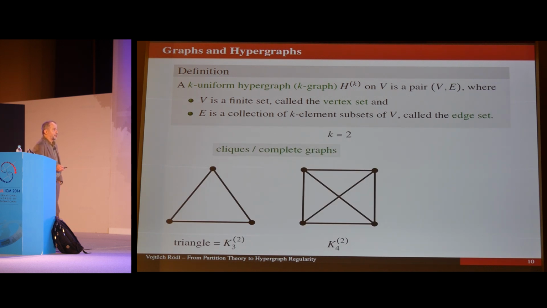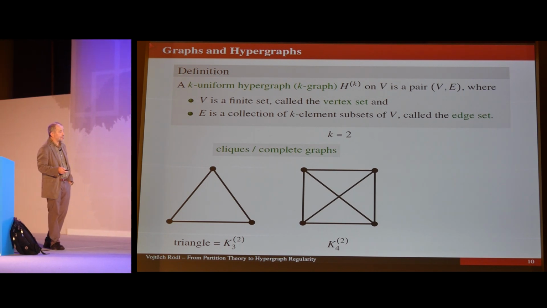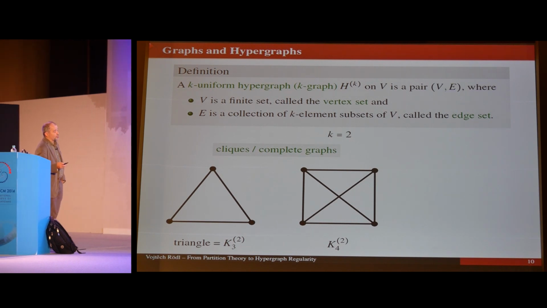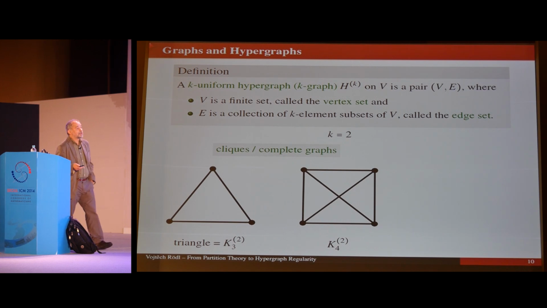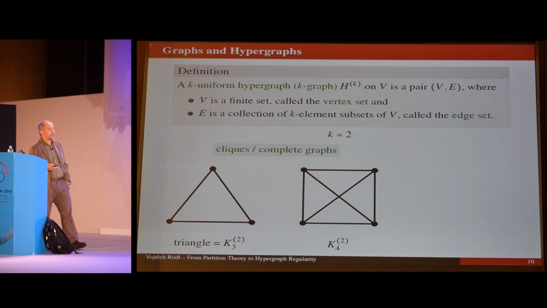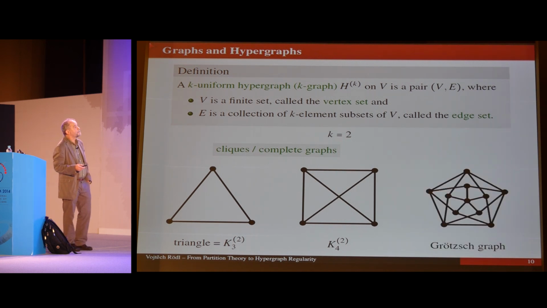Here is an example for k equal to 2, so these are the graphs. We will frequently talk about the complete graphs, so here are 2: the complete graph on 3 vertices, the complete graph on 4 vertices. Of course, it's trivial, but I just wanted to point out the notation: the bottom index denotes the number of vertices, and the top index denotes the uniformity, which for graphs, where the building blocks are pairs, is 2. Of course, there are some other graphs. Here is one nice one.